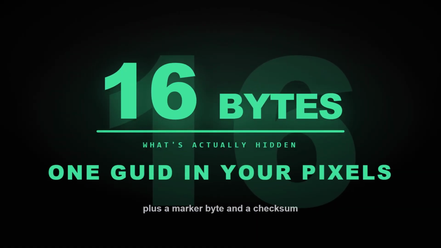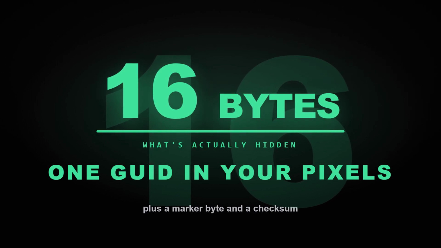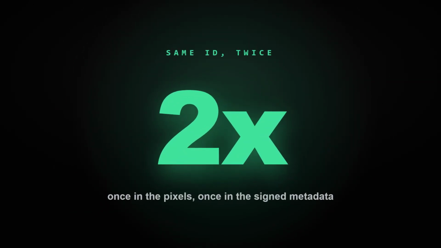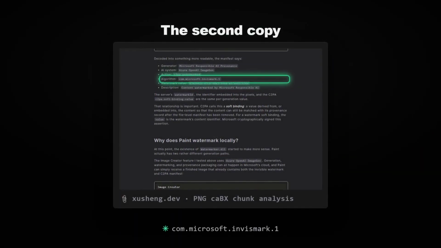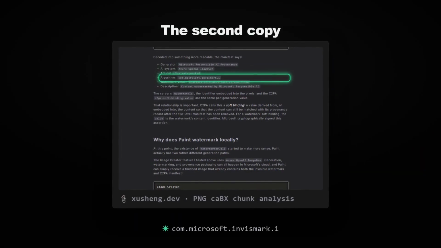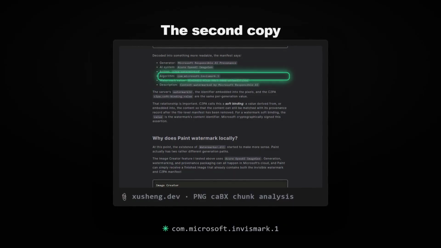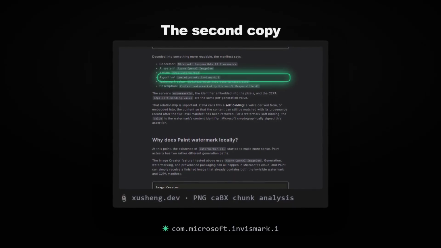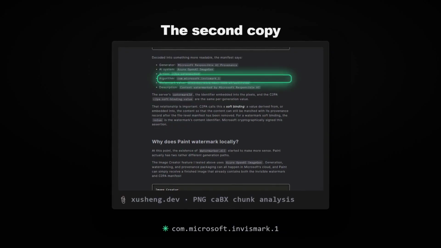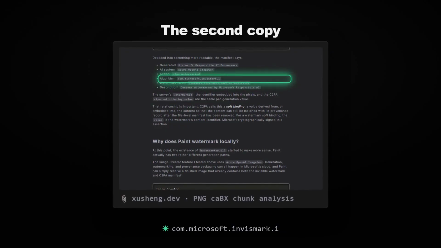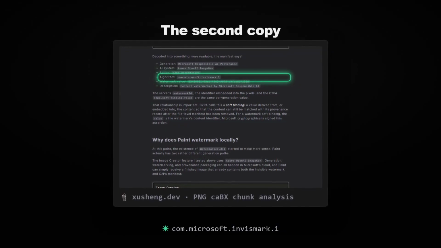16 bytes, 1 marker byte, 1 checksum, written into a picture you thought you made alone. And it's not hidden once. The same ID sits in the pixels, and again, signed in the file's own metadata. Crack open the file's own PNG metadata chunk, and there it is again. A signed C2PA manifest, naming the exact same watermark ID. 2 independent copies of 1 tracking number, both hidden inside a picture the marketing calls fully on-device generation.